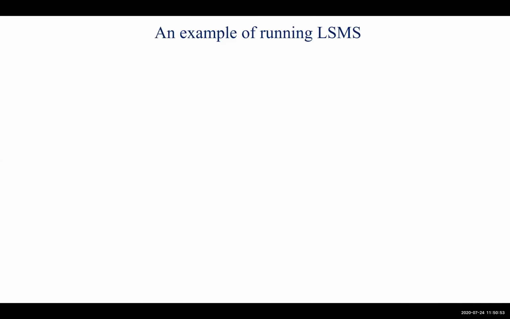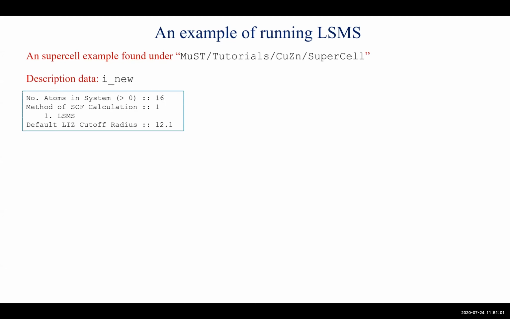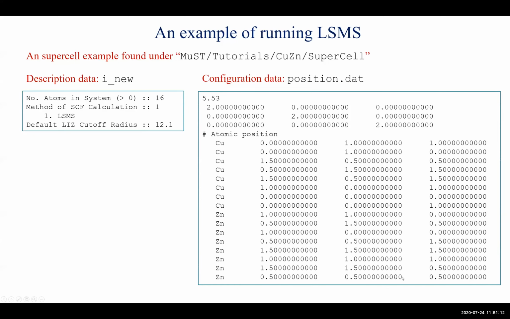Okay, so for another example, running a supercell calculation, we're going to use LSMS. This time, before you run it, you have to be careful with the input data. Now we have 16 atoms in the system. We're going to use method 1, which is the LSMS, and this is the configuration data. I'm just going to use this as the lattice constant. This is my cube, my box. It's 2 by 2 by 2, multiplied by the number, which is the actual size of the unit cell box. So there are 16 atoms, with 8 copper and 8 zinc put in randomly.